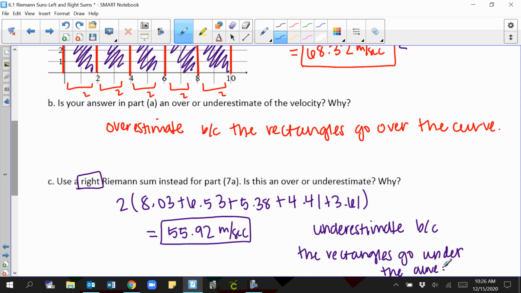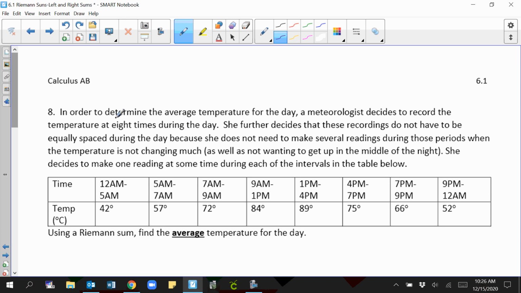All right, we got a couple more questions that we're going to look at here. So our next number 8 right here, our next problem, this time we're not going to graph it, we're just going to go off of our table.